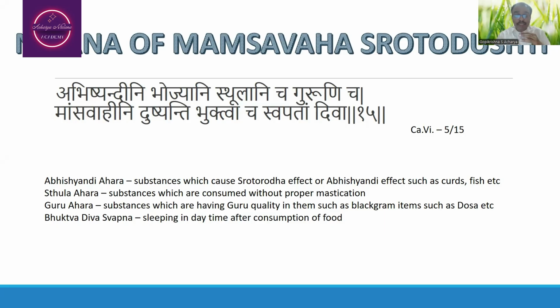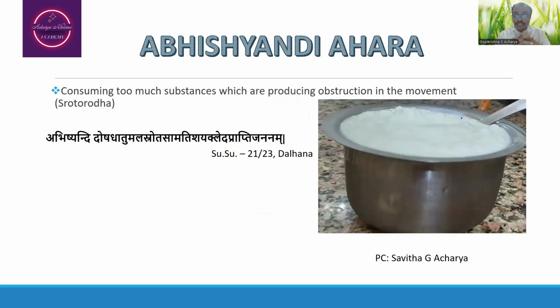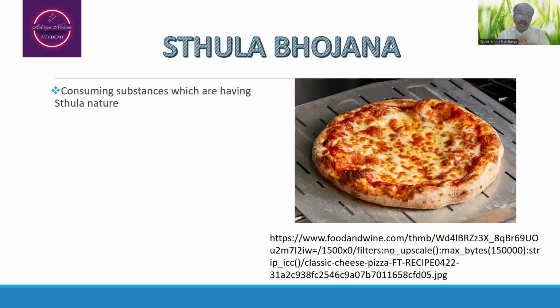Now let us look into what actually these Nidanas are. For example, Abhishyandi Ahara is mentioned in the Sushruta Samhita in the Dallana commentary: Abhishyandi Doshadatu Malasrotasam Atishaya Kleda Prapti Jananam. That means that is responsible for the obstruction in the movement, the Srotorodha in the body. For example, Dadhi is one such example which is considered to be responsible for the Abhishyandi effect in the body. Sthula Ahara, that means consuming the food substances which are having the Sthula nature without proper mastication.